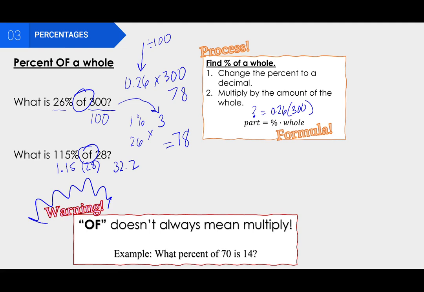Here's another example. What percent of 70 is 14? We could interpret that as we don't know the percent, maybe it's a variable, and we can solve it this way, but some students will see it and say the word of, multiply 70 times 14, and that's their answer. So you want to really be careful of that.